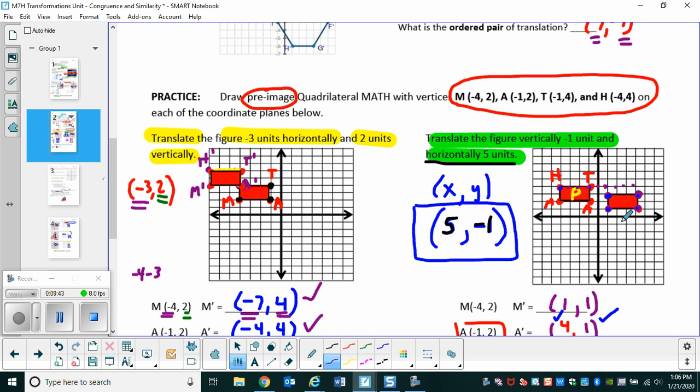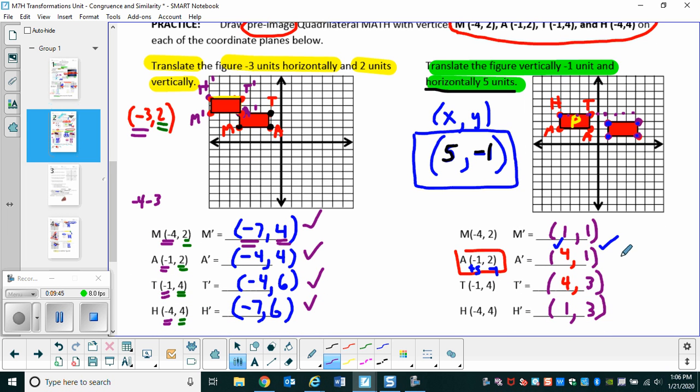So you could take these points and just list them here. For example, you've got 1, 1. That's the first one. Then you have over 4, up 1. That's the second one. You've got over 4, up 3. That's the third one. And you've got over 1, up 3. That's the last point here.